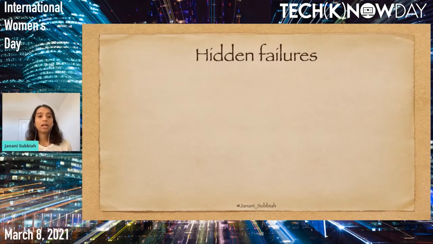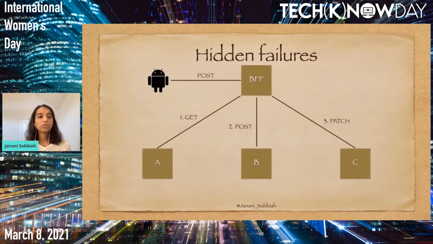The next one, and probably one of the more important ones, is hidden failures. Let's consider this example to understand what I mean. Say the Android device makes a POST request to the BFF, and on receiving that POST request, the BFF is going to first make a GET request to service A, followed by a POST request to service B, and finally followed by a PATCH request to service C. Let's also consider a scenario where the PATCH to service C fails, which in turn will result in the POST from the UI failing. So the UI is going to see a failure when the PATCH fails.